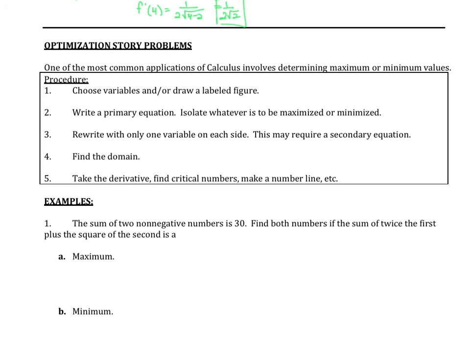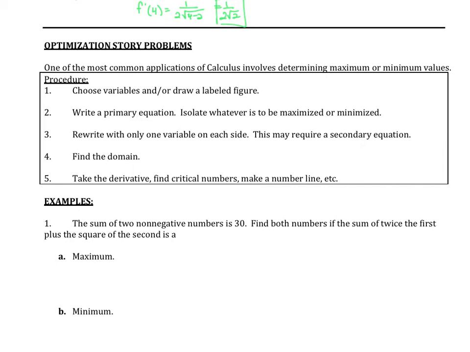Okay, so as I said before, there are two pretty common applications for derivatives. One of them is related rates. The other, which is probably even more useful in more fields, is determining max and min values, or what we call optimization. Just like before, there's a set of steps we're going to go through that tend to make this a little bit easier.